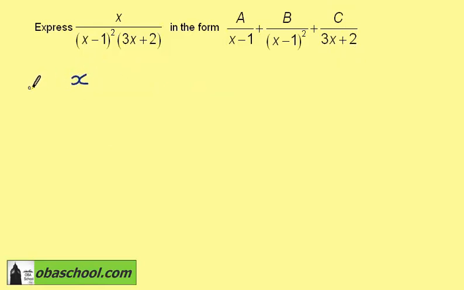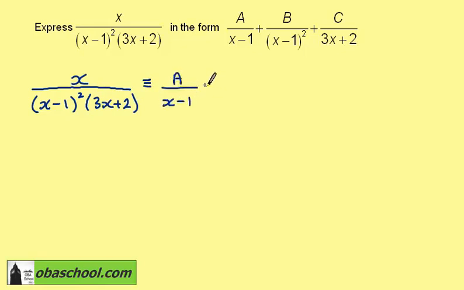So we have x over (x minus 1) all squared times (3x plus 2). This is identical to a over (x minus 1) plus b over (x minus 1) all squared plus c over (3x plus 2). We're going to multiply right through by the denominator here. If we do this, on the left we just get x.